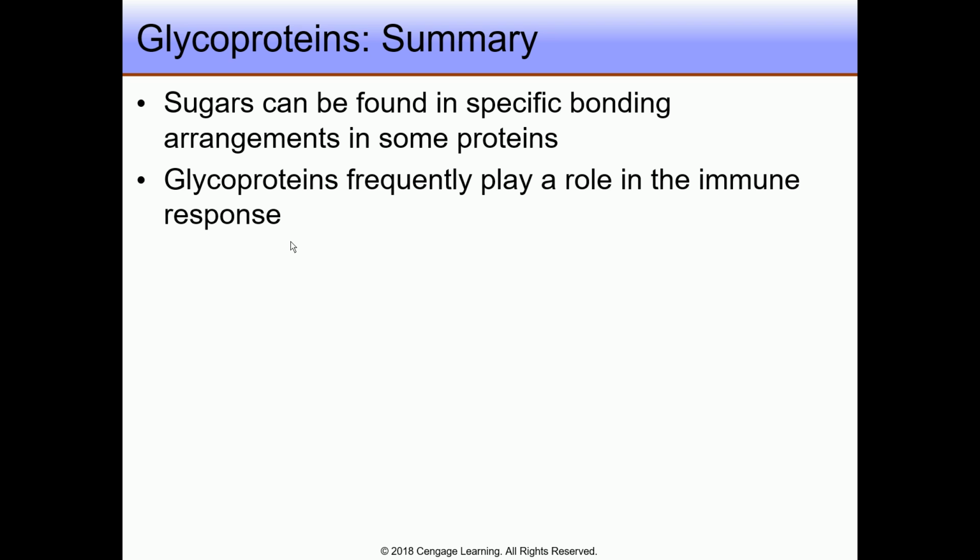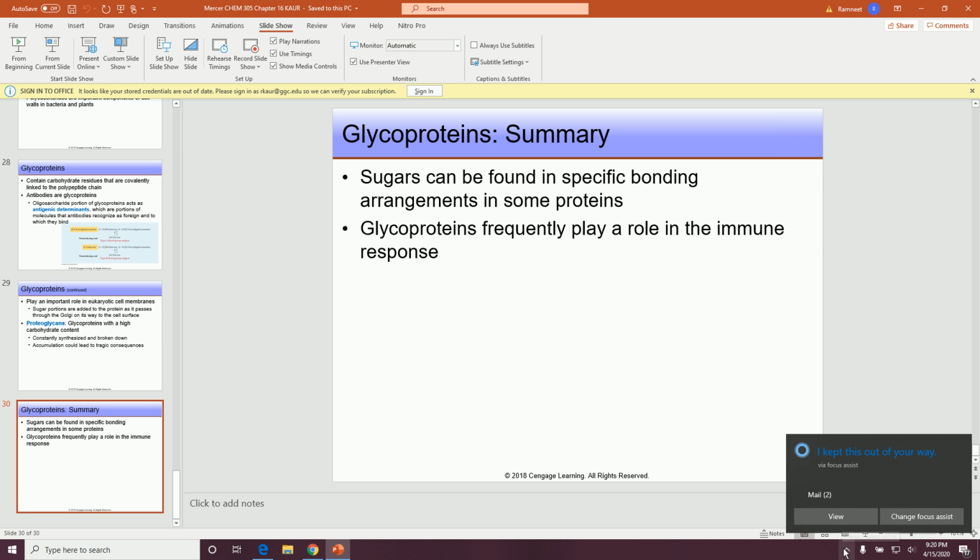These markers, which are made of glycoproteins, are used in cell to cell interaction and also in cell recognition. So that's all for this chapter. If you have any questions, please let me know.